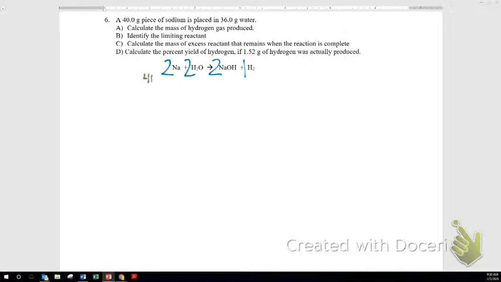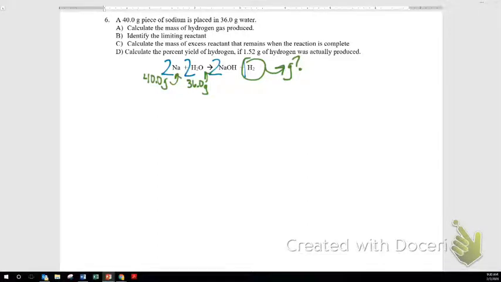I have 40 grams of sodium reacting with 36 grams of water, and we're trying to figure out how much hydrogen gas is being created, but I do want that to be in grams. So this is another gram to gram problem, trying to find grams of my product. 2 givens is going to be 2 problems.